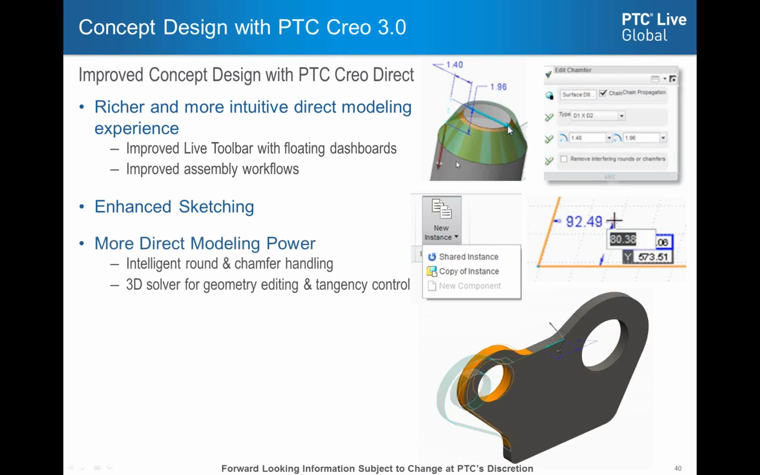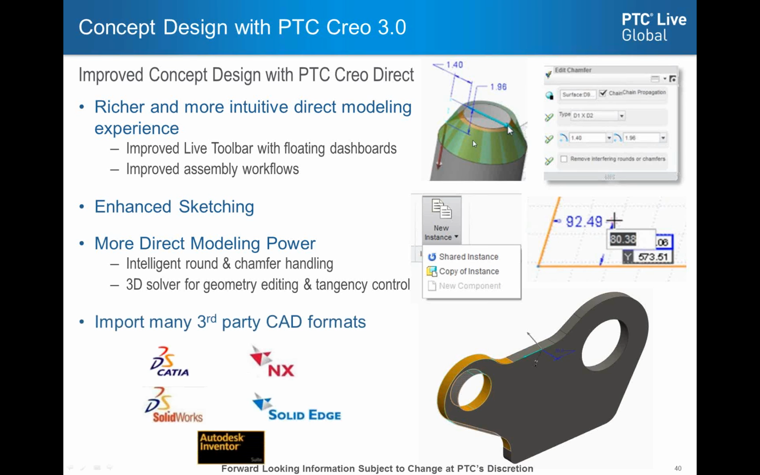We've also done a lot of work on our geometry handling and manipulation, with the ability to have more intelligent round and chamfer handling. We've also introduced a new 3D solver that can take into account tangency conditions while you're manipulating the geometry. So if the geometry you're manipulating had tangent boundaries to it, we can continue to manipulate that geometry while maintaining those tangent boundaries. And in addition to that, all the new importers that we've created for Creo 3 will obviously be available in Creo Direct as well as Creo Parametric.